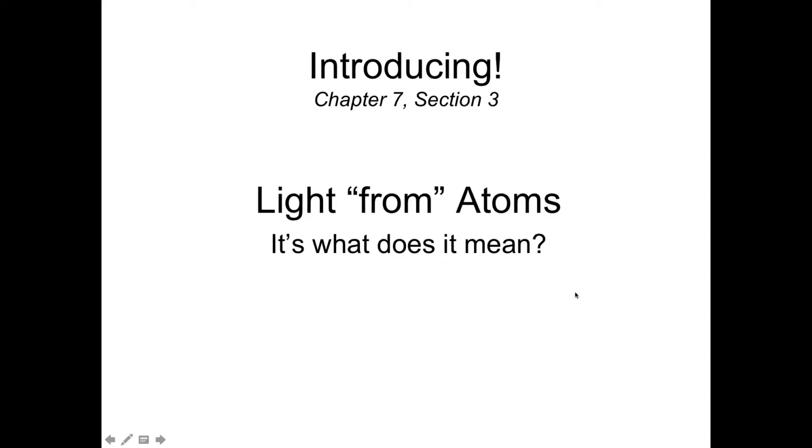Okay, so this section is hopefully going to be pretty short. I have a simple point I want to make. Let's see how efficient I can be. Chapter 7, Section 3, Light from Atoms. What does it mean? Oops, misspelling there. Let's fix that.